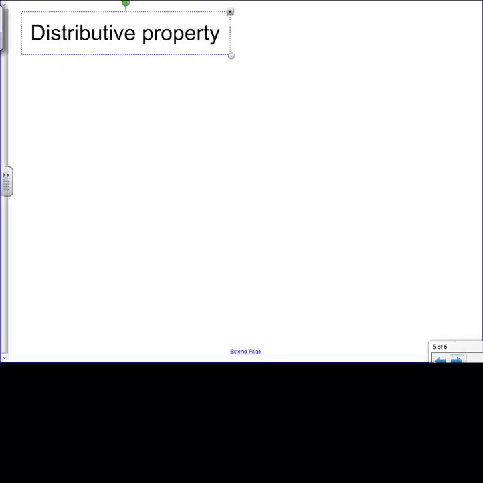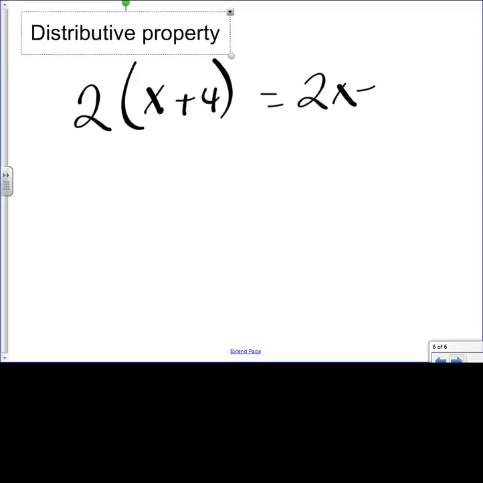The last one we're going to talk about is the distributive property. I want you to see a problem that looks like this, or an example. All right, so both sides of this are the same. They're equal, obviously. And so I want to show you how the distributive property works.